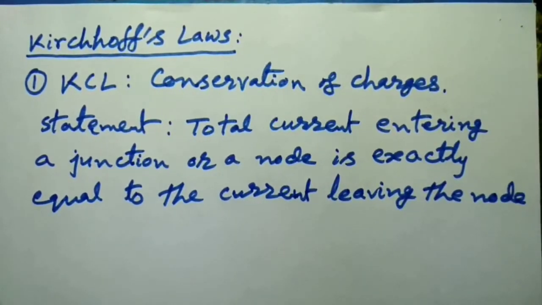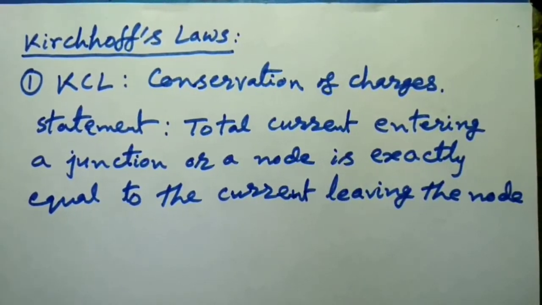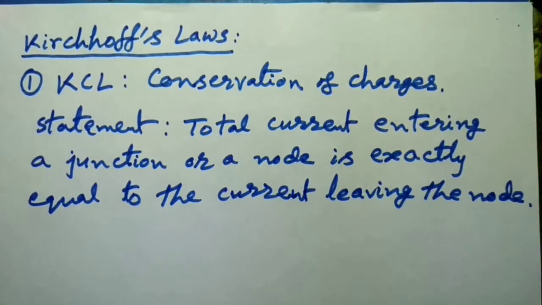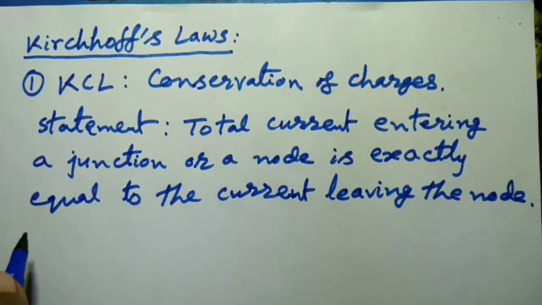So Kirchhoff's current law states that the total current entering a junction or a node of a circuit is exactly equal to the current leaving the node. In other words, we can say that the algebraic summation of all currents entering and leaving a node must be equal to 0.